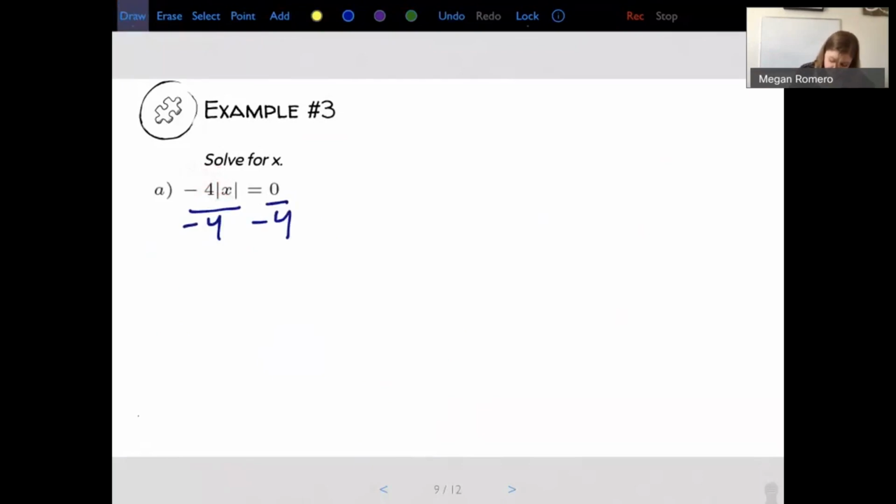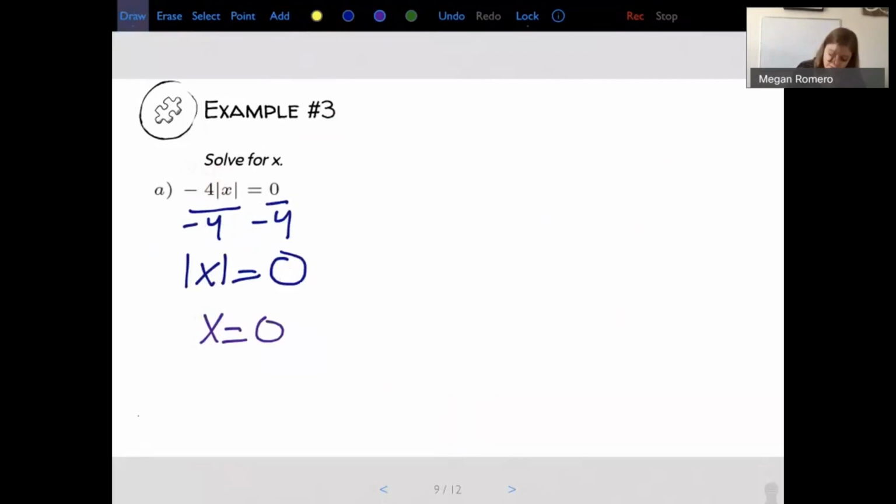So we have negative 4 divided by negative 4 is just positive 1. So we have absolute value of x equals 0 divided by 4 is just 0. Now you can split this into two equations, but there's not really a negative 0. So in this case, we can determine that x is equal to 0. So this is a case where there's only one solution.